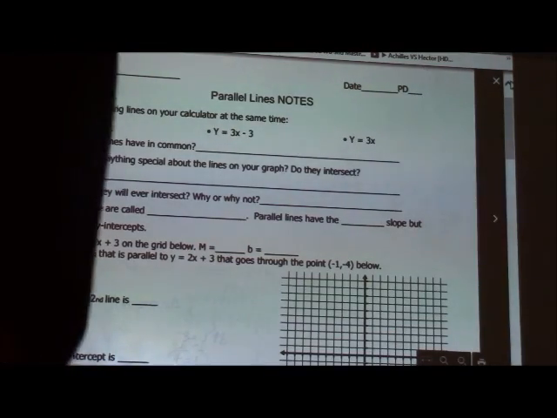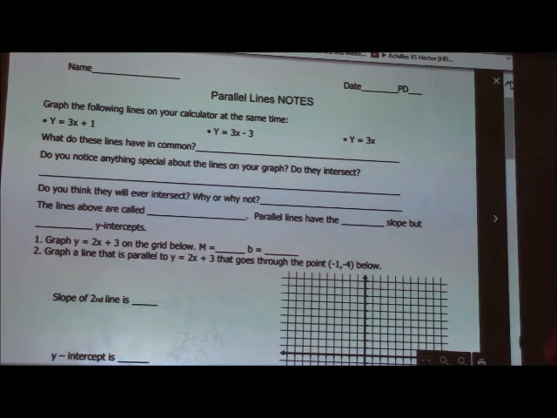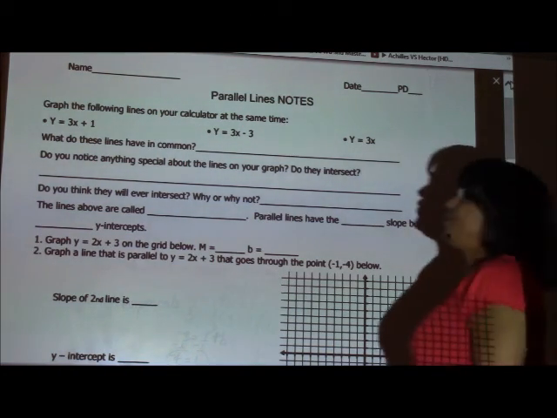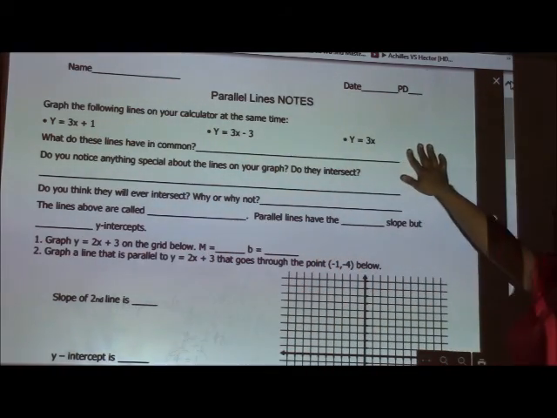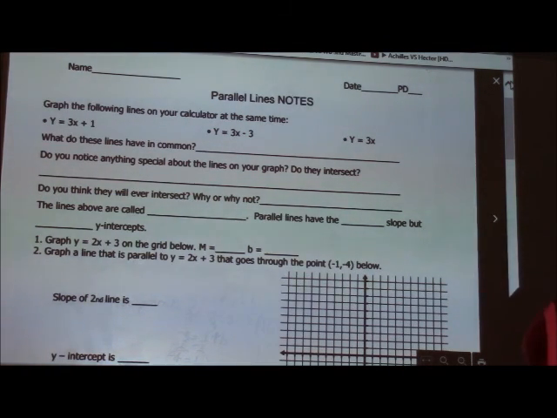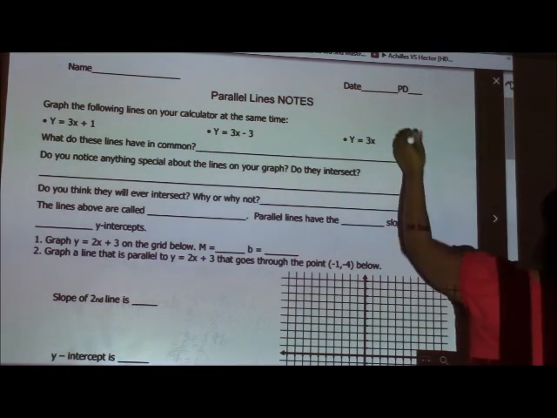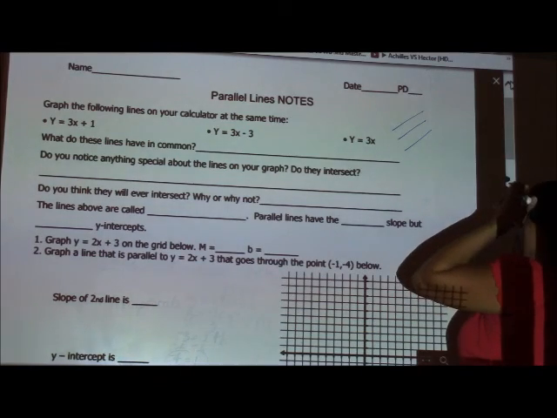Let's look at these notes on parallel lines. Just as a review, graph the following lines on your calculator at the same time. So if you graph y equals 3x plus 1, y equals 3x minus 3, and y equals 3x, put them in your y equals, and then hit graph and see what you notice.